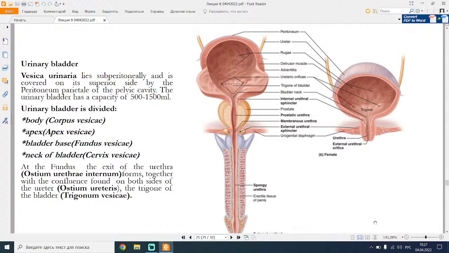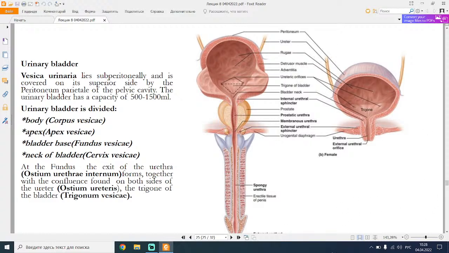Urinary bladder, vesica urinaria, lies subperitoneally and is covered on the superior side by the peritoneum parietale of the pelvic cavity. The urinary bladder has a capacity of 500 to 1500 milliliters.